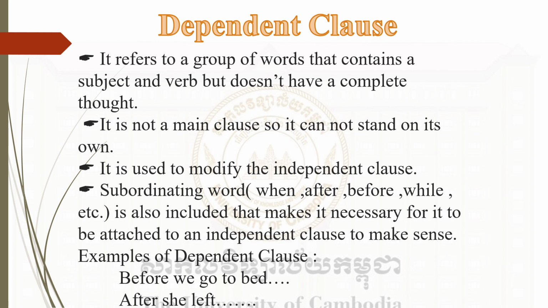So here are examples of dependent clauses. Before we go to bed, after she left here. These are dependent clauses because they don't have enough thought, they don't have enough meaning.